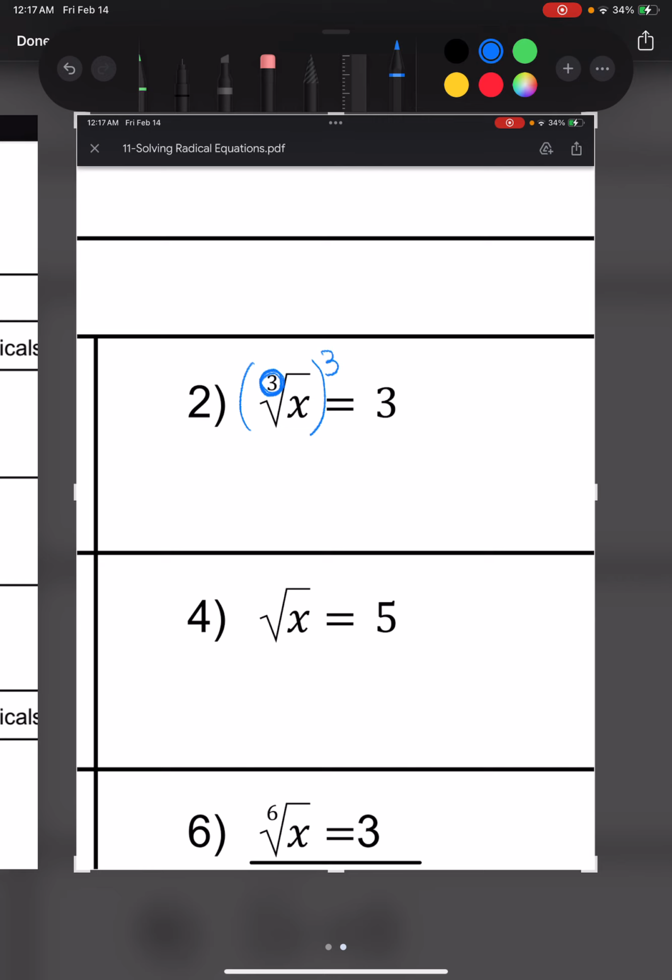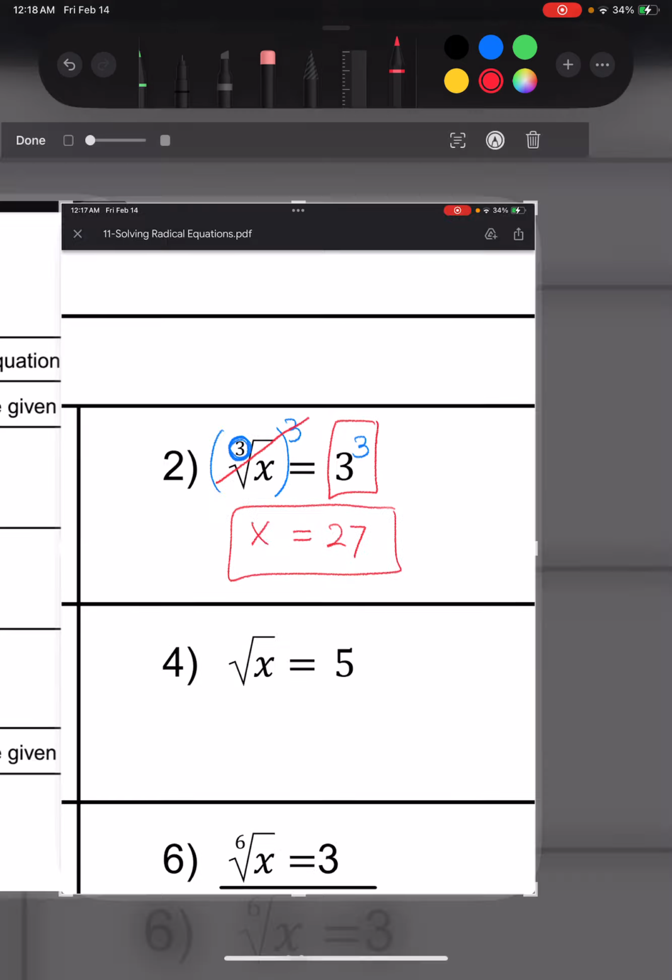Whatever you do to the left side, you have to do the same thing on your right side. Once you eliminate your radical, you'll be left with x. And then 3 cubed, you can use your calculator for this one. You can type that in on Desmos and you get 27. That's your answer.